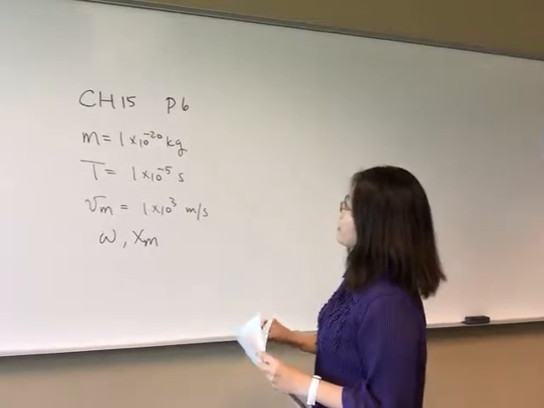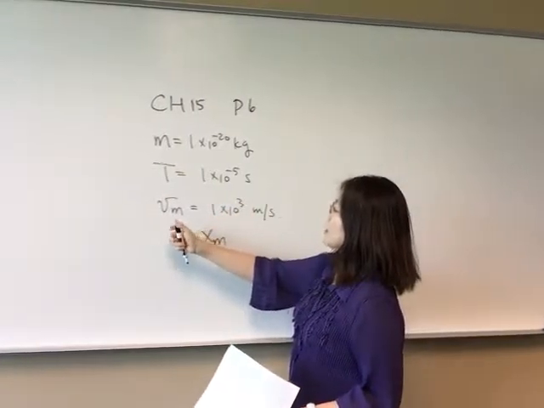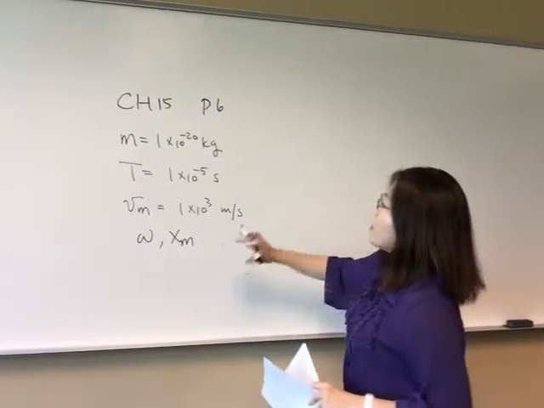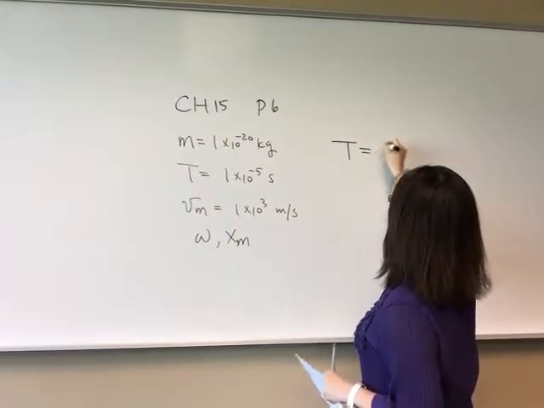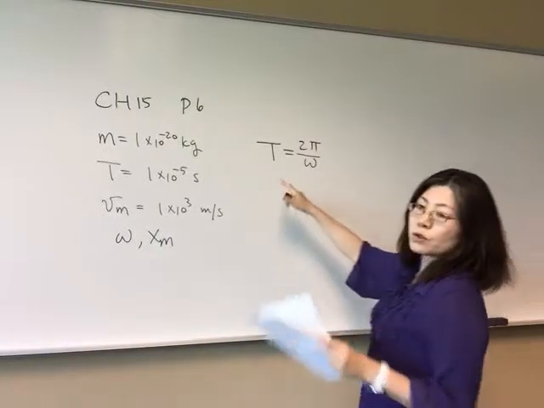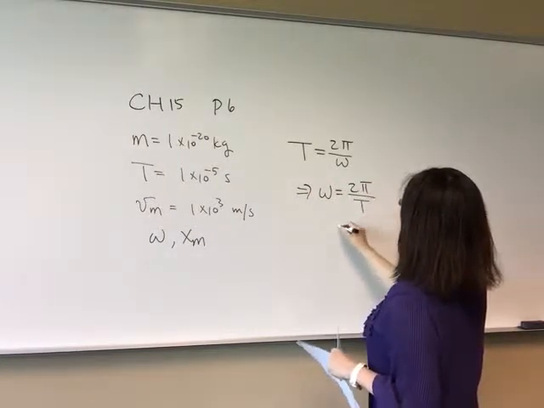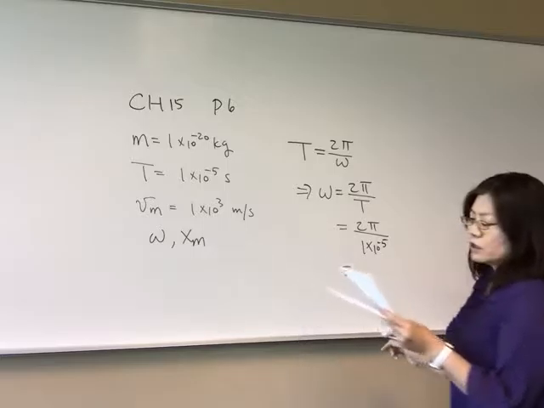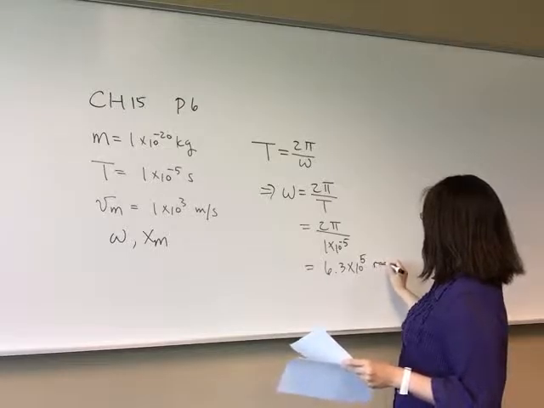So how do we do this problem? This is a typical simple harmonic motion. You have the mass, you have the period, and you have the maximum velocity. If you recall, the period and angular frequency are related: T is equal to 2 pi over omega, or omega is equal to 2 pi over T. So you can calculate your omega, which is just 2 pi over T, and we just plug in the numbers, and your T is given. So your omega should have the value 6.3 times 10 to the 5th, in radians per second.